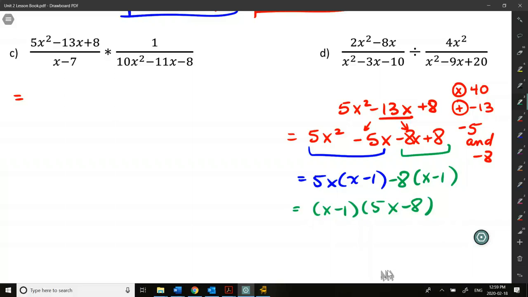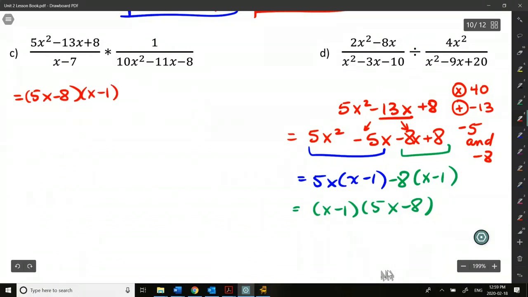If I remember, hopefully I do, I have a little video that shows a couple different methods, and if you guys are interested in learning maybe a quicker method, you can take a look at that video. So I'll try to remember to post that for you guys. Okay, so our first trinomial, 5x minus 8 times x minus 1. I'm just going to erase this now.